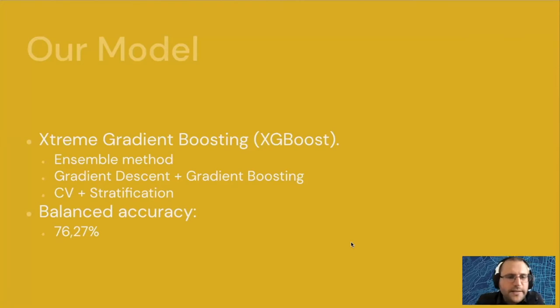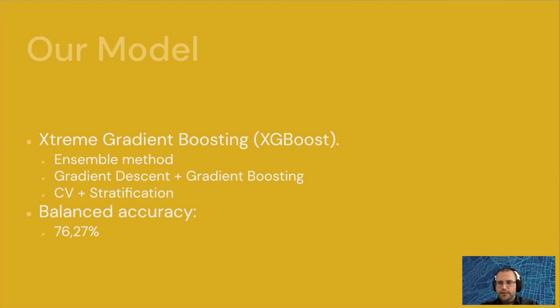So thanks, Christine and Tim, for your section. Now it's time that we talk about our model. We were trying different types of models. We tried decision trees, random forests, and then we ended up with XGBoost because it was the one that was giving us the best results.